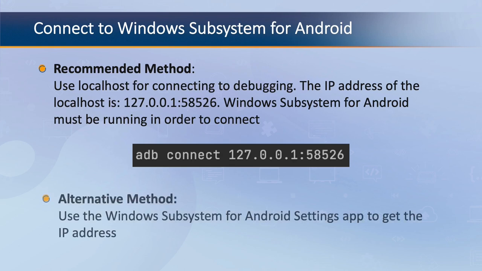The second alternative method is to use the Windows Subsystem for Android Settings app to get the IP address. Once you launch the Settings app, the IP address will be displayed under the IP address section. If there is no IP address being displayed, launch an Android app that was installed using the Amazon Appstore, then select Refresh on the IP address button in the Settings app.